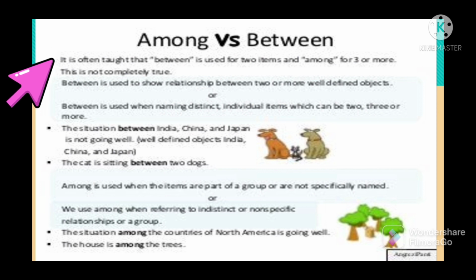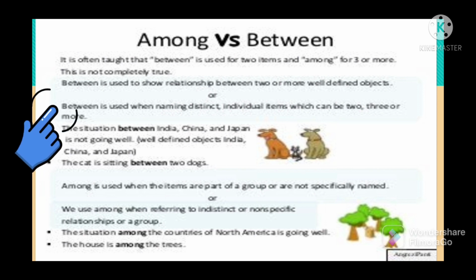It is often taught that between is used for two items and among for three or more. This is not completely true. Between is used to show a relationship between two or more well-defined objects, or when naming distinct individual items, which can be two, three or more. Like, the situation between India, China and Japan is not going well. Here India, China and Japan are well defined, that means they are explained correctly. Next, the cat is sitting between two dogs.